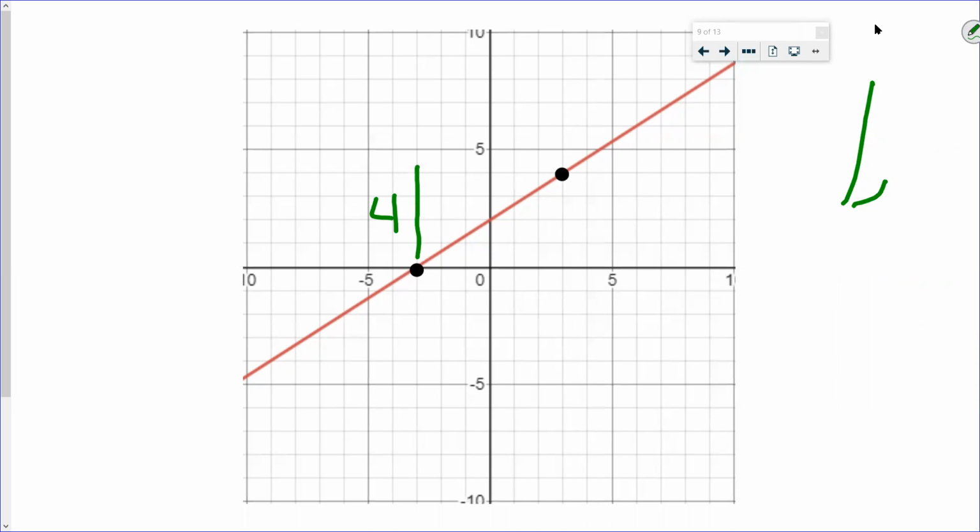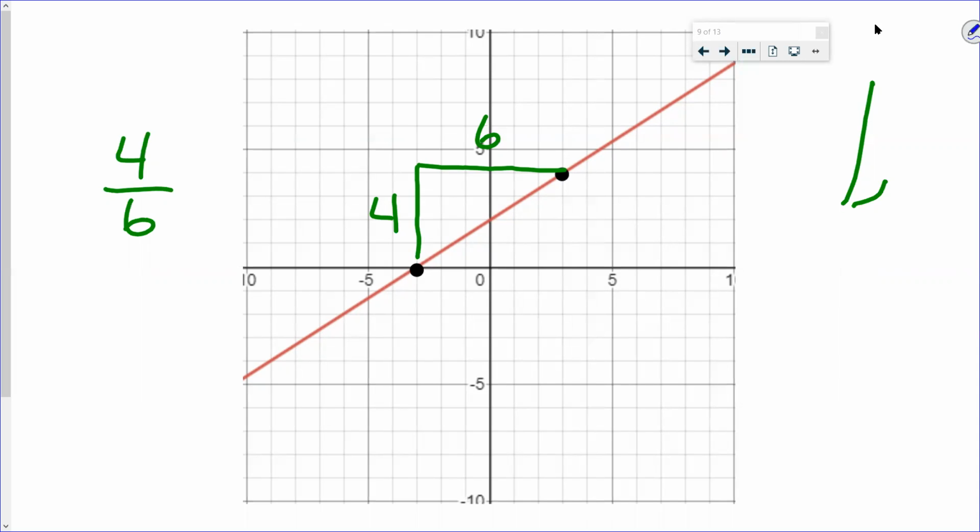Now that I'm even, now I got to run. So I already rised, and now I got to run. So I got to run 1, 2, 3, 4, 5, 6. So I ran 6, and because I went to the right, it's a positive 6. So right now we have a rise of 4 and a run of 6. So right now the slope of this line is 4 over 6. Going back to fractions, it is a fraction, yes. Can we simplify that fraction?